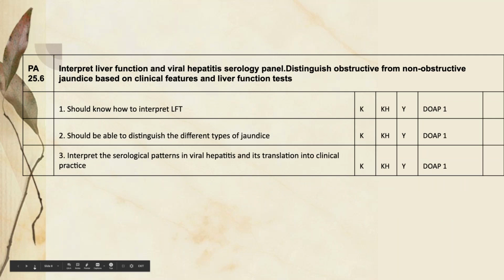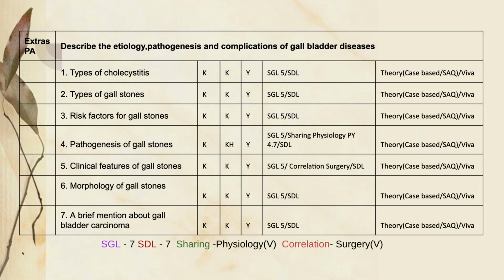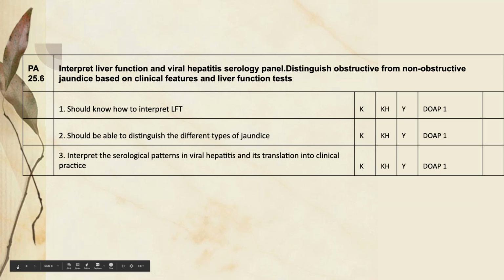Interpret the liver function. This is a DOAP. Interpret liver function and viral hepatitis serology panel. Distinguish obstructive from non-obstructive jaundice based on clinical features and liver function tests is what is being given there. But I guess urine also will come into the picture, right? Yes, urine will come separately, madam. I have not added that because it's not there in the competency, because they're speaking specifically about the liver. Now I don't know whether, when you teach urine, that comes as part of a competency in urine.